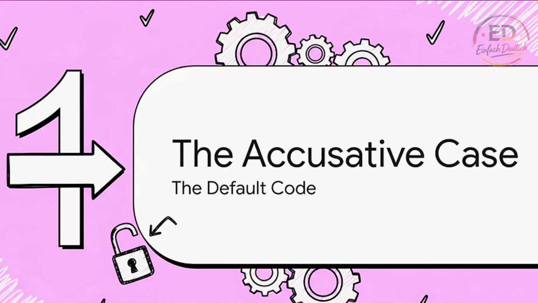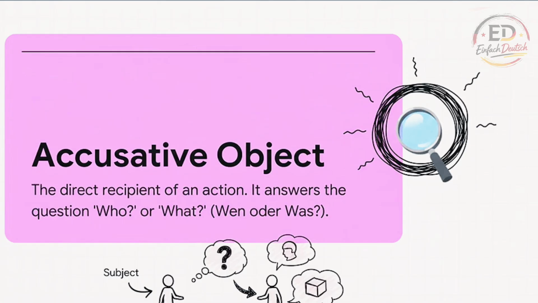Think of this as your default setting. When a verb needs an object, 9 times out of 10, it's going to be in the accusative. So what is an accusative object? Well, it's just the thing or the person that is directly getting the action of the verb. And the easiest way to find it is to just ask a simple question of the verb, who or what? If I say I see, you'd ask, you see who or what?